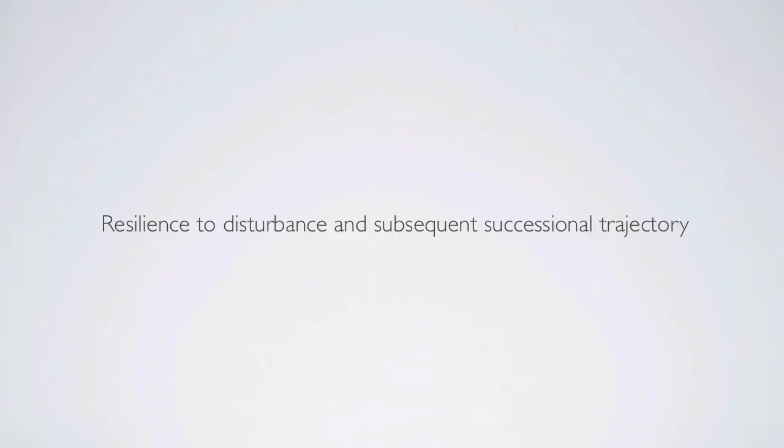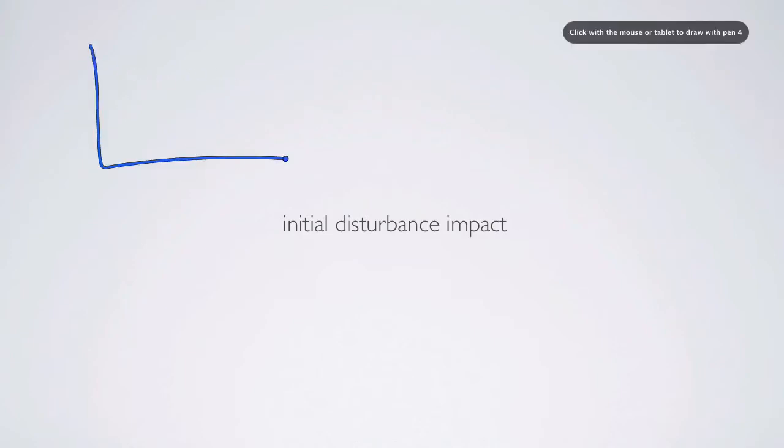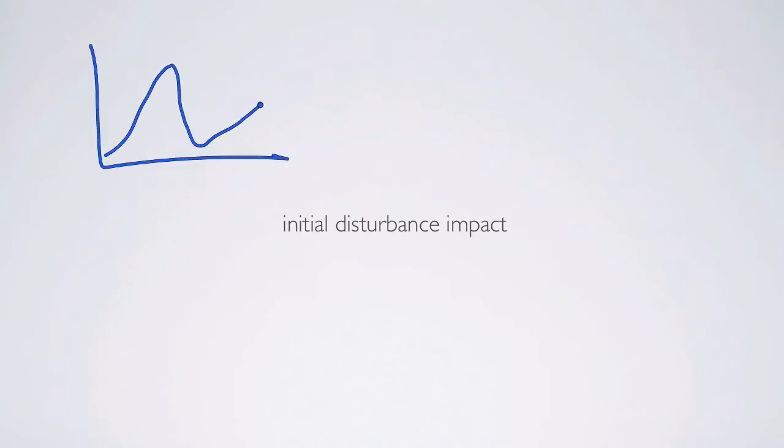When we think about resilience to disturbance and the subsequent successional trajectory, we need to think about the initial disturbance impact. So as far as forests are concerned, you might have biomass that's going up and leveling off, and then we need to know what that disturbance impact is like. I didn't draw that right. To think about what the recovery is going to be. And it's not just how much plant biomass was removed, but other things like nutrient availability and changes in soils. But also disturbance size is important too.